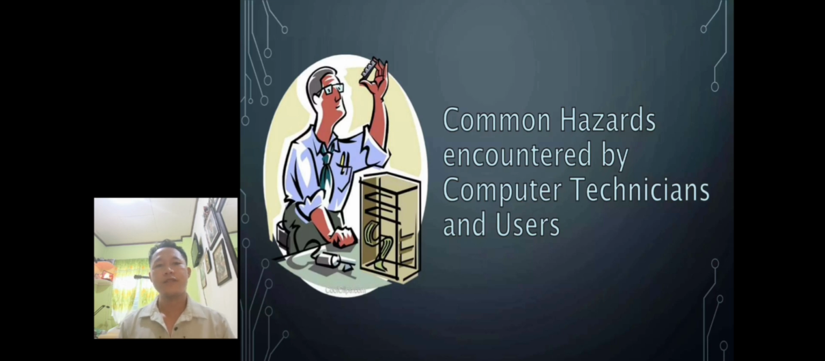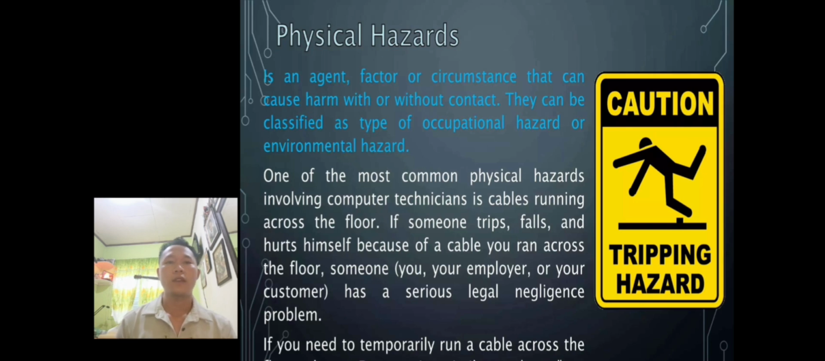There are common hazards encountered by computer technicians or end users. First is the physical hazard. A physical hazard is an agent, factor or circumstance that can cause harm with or without contact. They can be classified as a type of occupational hazard or environmental hazard. Meaning the ones that you see in your environment can be considered physical hazards.